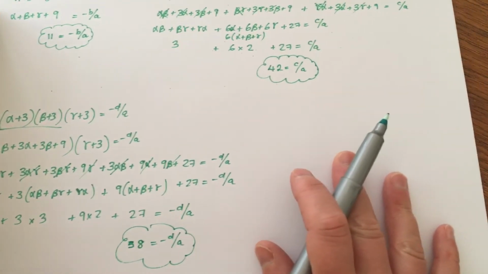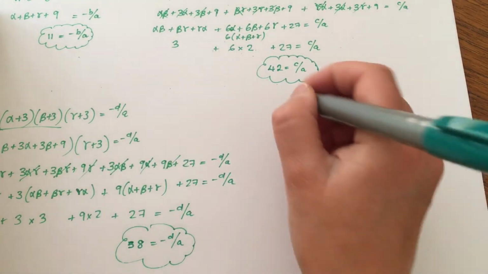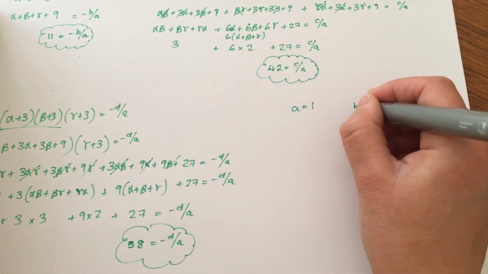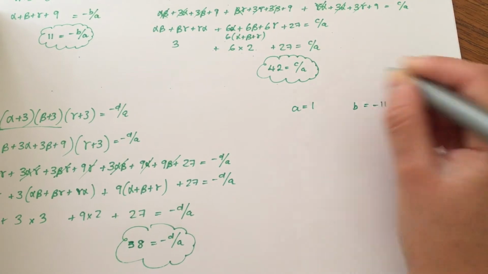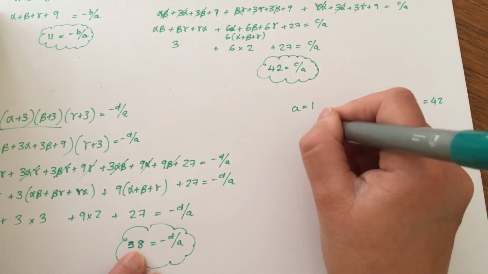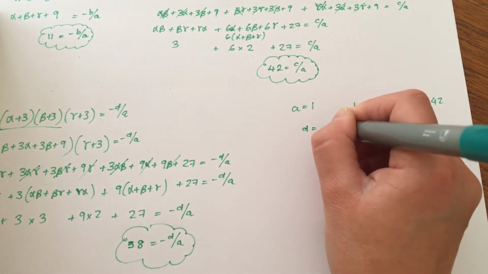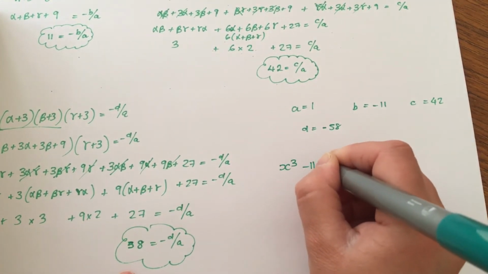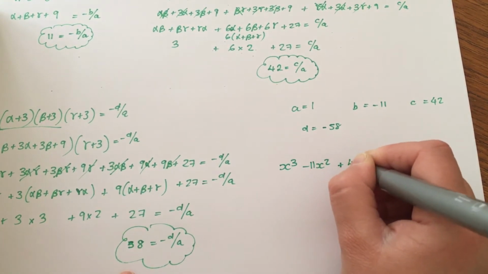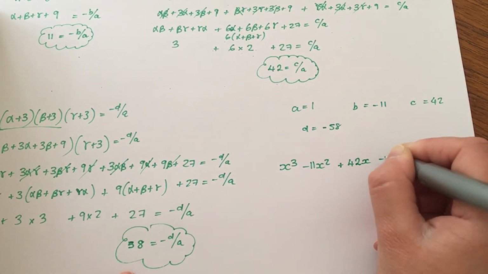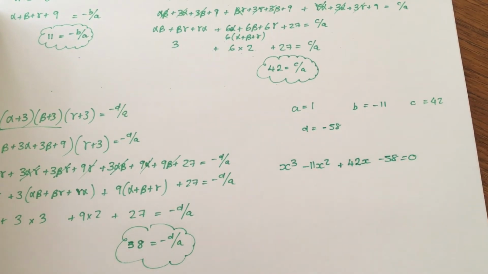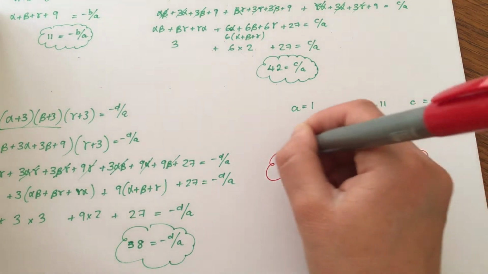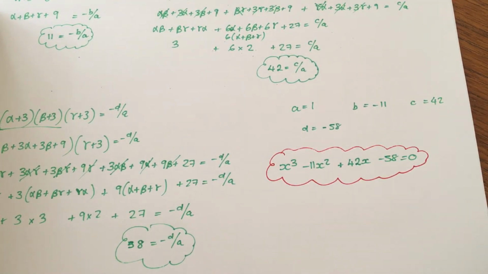Just like in the first example, there's not a denominator here, so we can say that a is 1. If a is 1, b must be minus 11. c is 42. And d is negative 58, which gives you the equation x cubed minus 11x squared plus 42x minus 58 equals 0. Okay, so that's the first method you can use to do that.